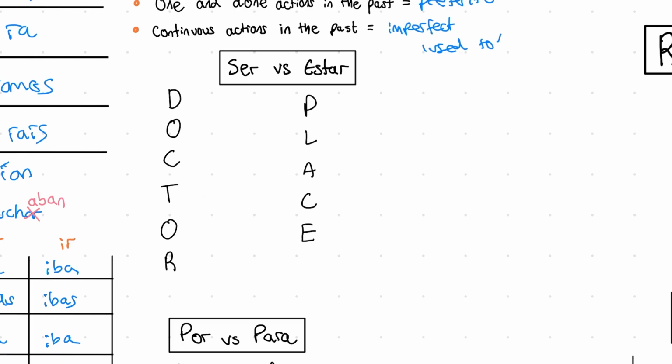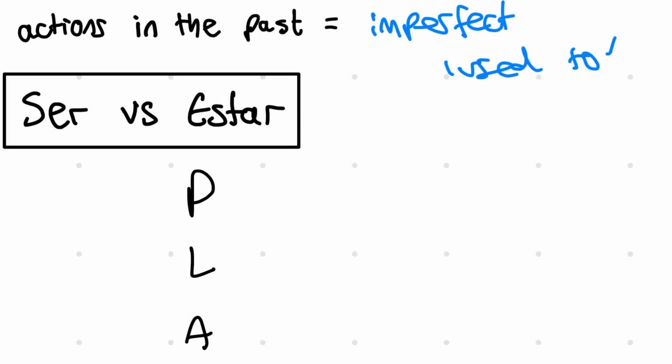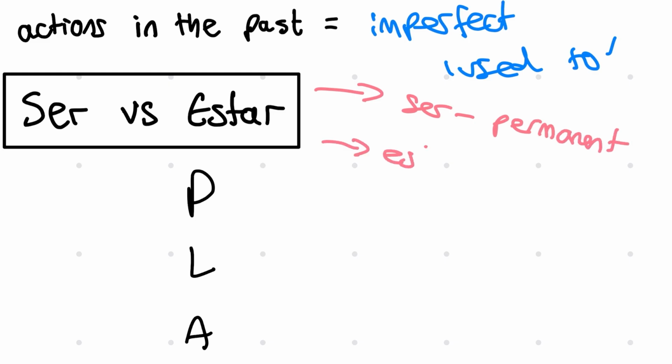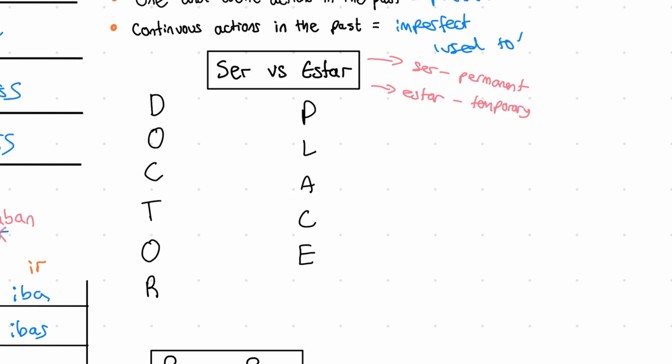We're going to use the acronym DOCTOR to tell us sort of which situations we're going to use ser and which situations we're going to use estar. The main thing to know is that ser is for more permanent things and estar is for more temporary things. This isn't the perfect definition of it, but this is how most students learn it and the main differences. However, I'm going to go through the more sort of specific uses for each of these.